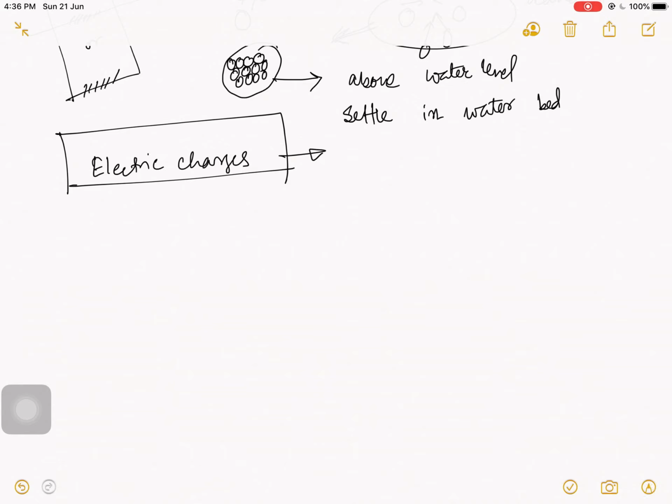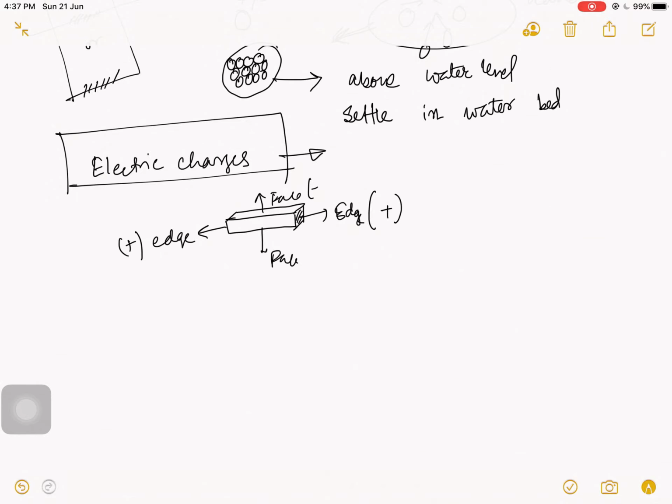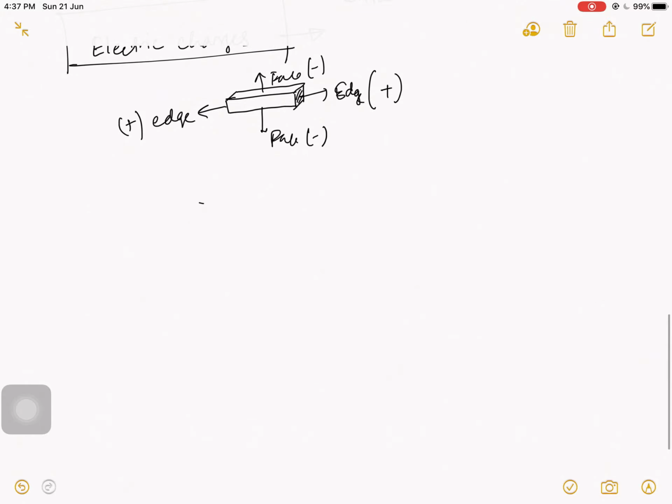In a flocculent particle, if this is a particular particle and I draw the 3D structure, this is called the edge, and this side is called the face. So in flocculent structure, the edge has a positive charge and the face has a negative charge. If I draw the flocculent structure, then you can say plus, minus, minus. This is the charge distribution for a flocculent particle.